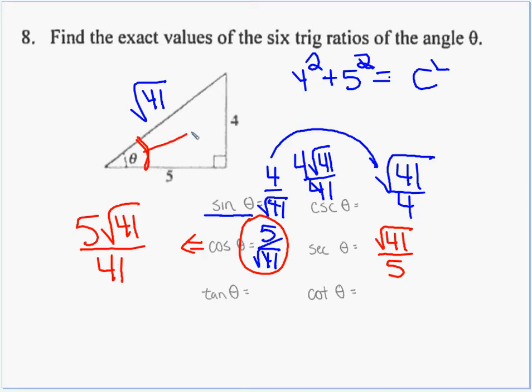Finally, for tangent, tangent is opposite over adjacent, so our tangent value is 4/5, and that means the reciprocal, cotangent value, is 5/4.